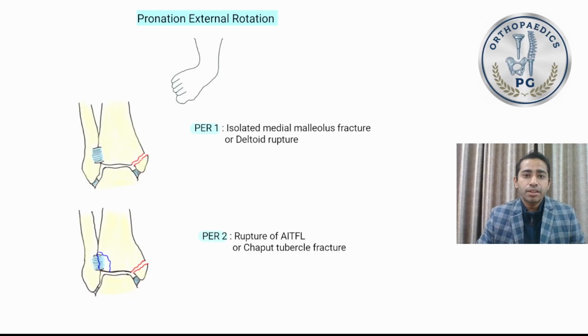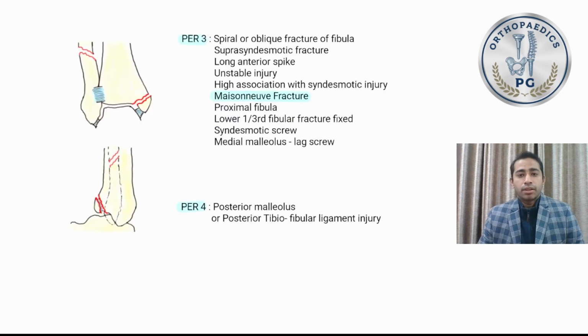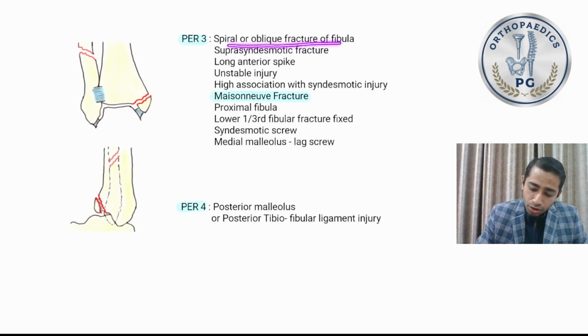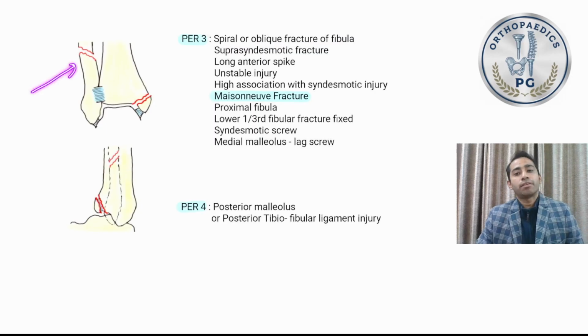So in the first stage of the pronation-external rotation, there is an isolated medial malleolus fracture or a deltoid rupture. In the second stage, there may be a rupture of the AITFL or a caput tubercle fracture. In the third stage, we get a spiral or oblique fracture of the fibula, which is classically a suprasyndesmotic fracture.